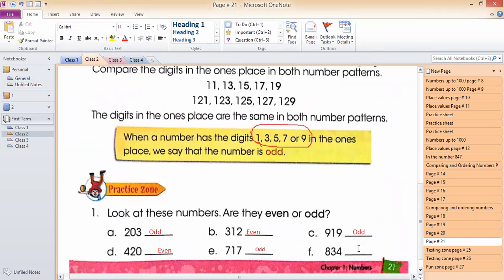And 834 I'm writing that is even number. Why? Because the last digit is 4 and 4 is an even number.